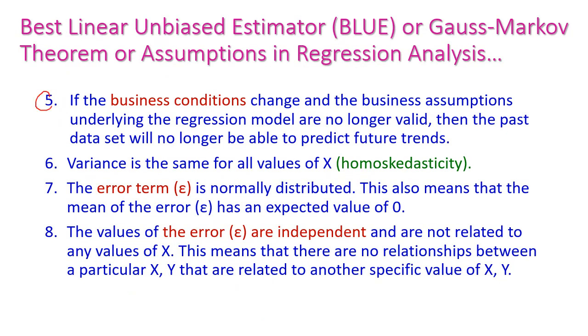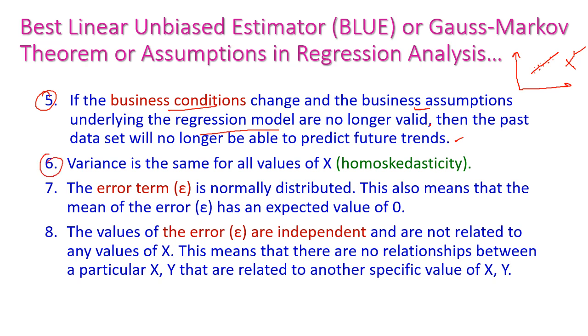The fifth one is if the business condition changes, the business assumptions underlying the regression model are no longer valid. Suppose initially we have one business condition and the data are like this. So this is our regression model. Now the business condition changed, then this model is no longer valid. We cannot use the same rules for the new business, right?